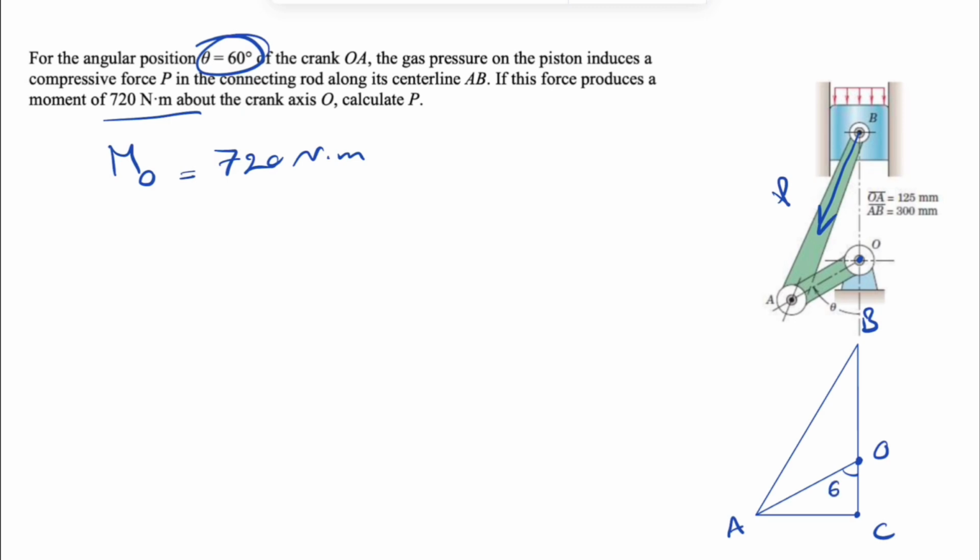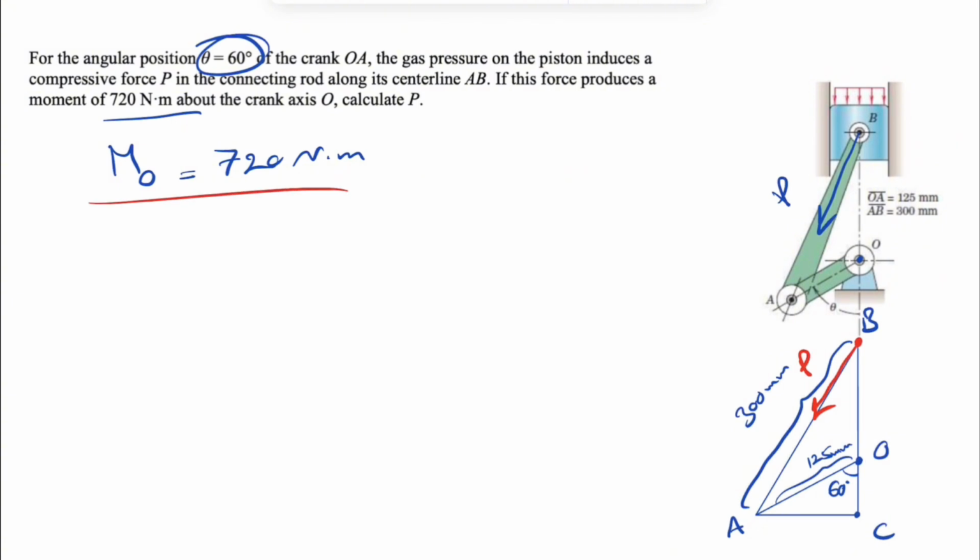We know this angle is 60 degrees. This is our theta from the question. We have AB 300 millimeter. We have OA 125 millimeter. And this is going to be our force P, which we are trying to figure out. So basically, we know that the moment of that force P about point O is the value that we have in here.